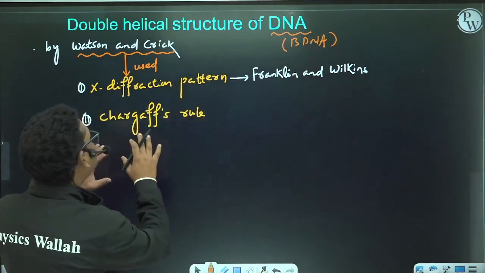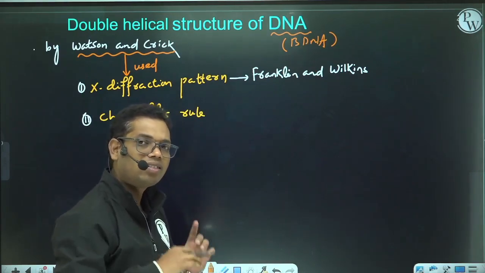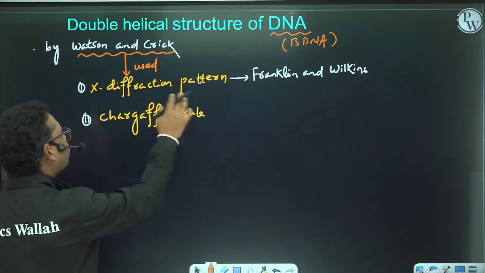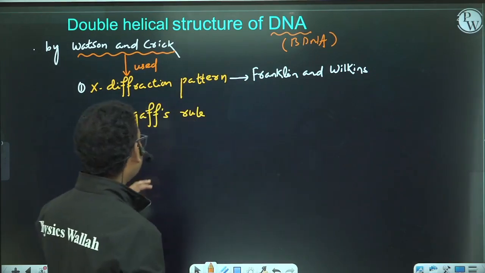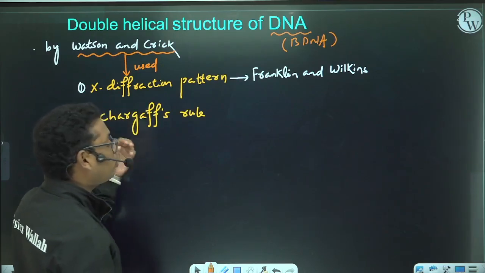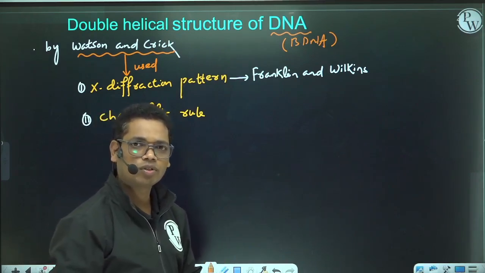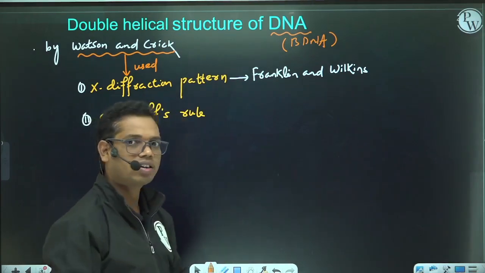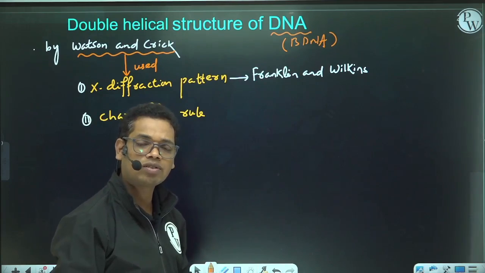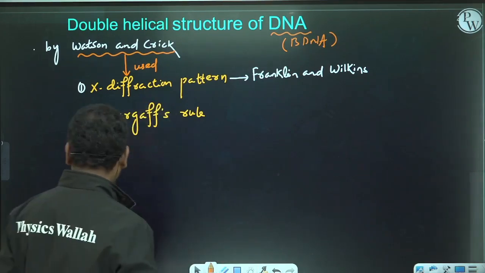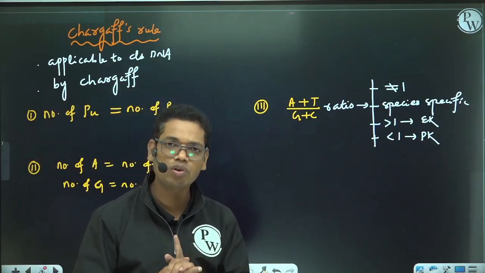The double helical structure of B-DNA was given by Watson and Crick, and they took the help of the X-ray diffraction pattern obtained by Franklin and Wilkins, and they also used the Chargaff rule to explain the structure of DNA. So first of all, let us talk about the Chargaff rule. Then we will talk about the salient features of the double helical structure of B-DNA.